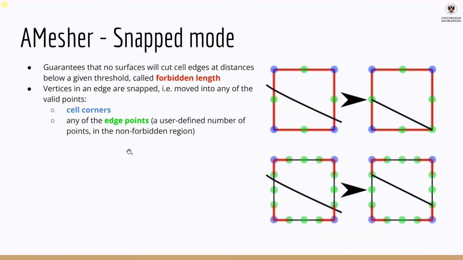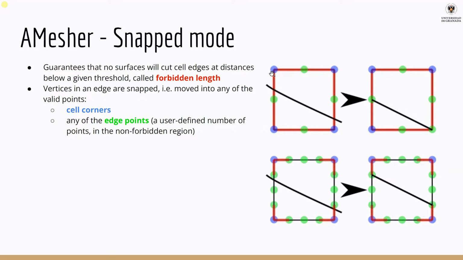In the snapped mode, the vertices in an edge are snapped, which means they are moved from a region considered forbidden, which is set by a certain forbidden length that is user defined, to a valid point.